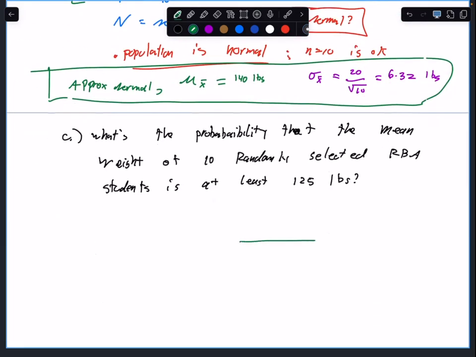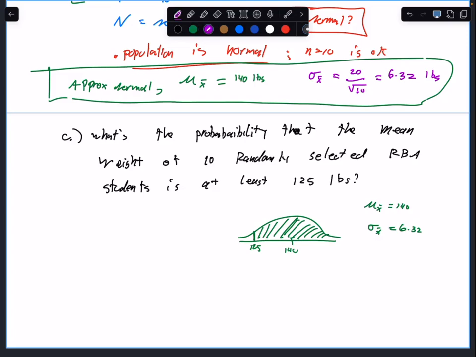So I'm going to answer this problem with a quick sketch. The center is still 140, so the mean of the sampling distribution is 140. The standard deviation of the sampling distribution is 6.32, or 20 divided by square root of 10. Some people just leave it like that, 20 over square root of 10, or I like to put it into decimal form. And 125 will be way over here, and I want to find the area from here. Math-wise, it looks almost identical to the original question from last unit. The only thing that's different is the standard deviation. Why? That's what we learned in our previous part.